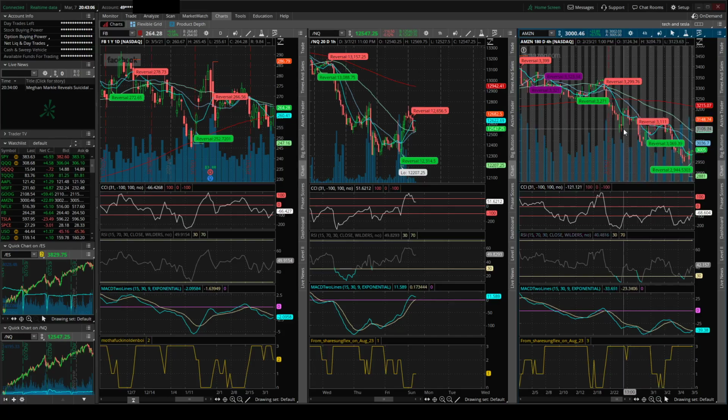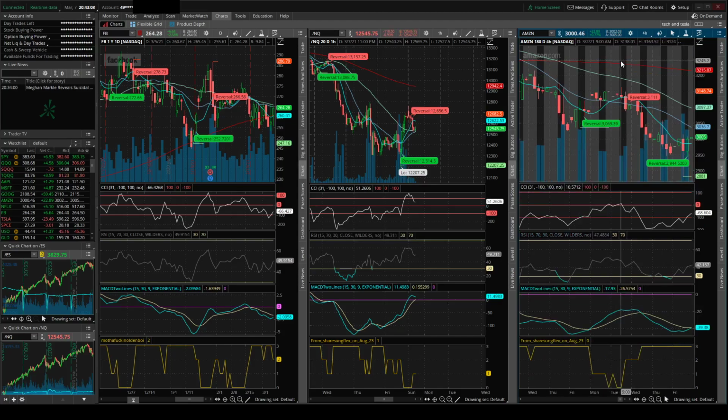But here we go. We have a 4-hour chart on Amazon. Overall, it's again pretty bearish, but we are starting to see a little bit of recovery along with this MACD crossover and an RSI being reset from the oversold.